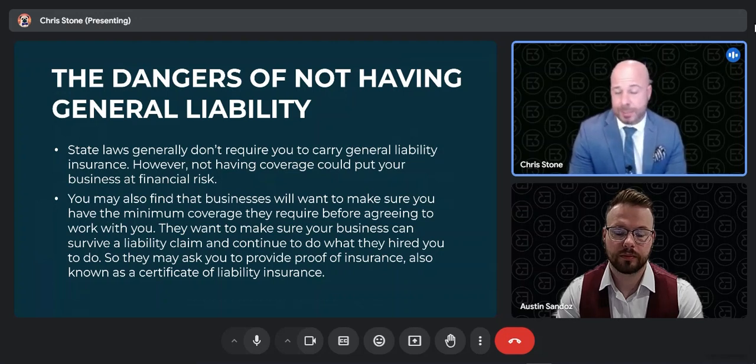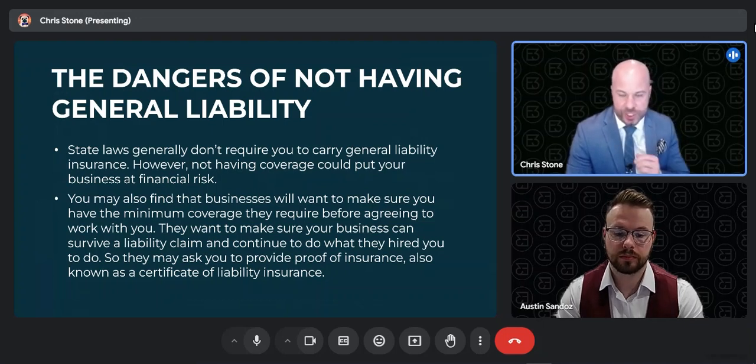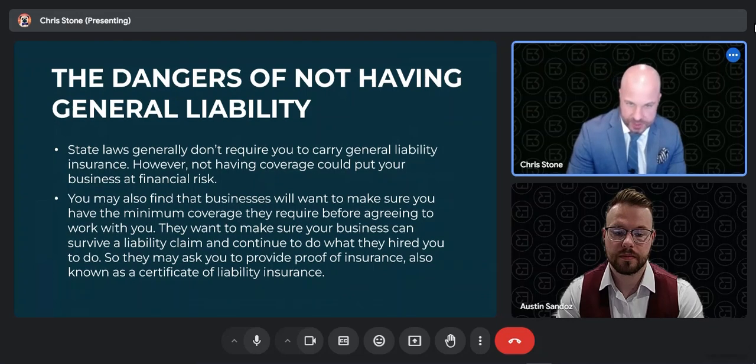Everybody wants you to have general liability. If you have a bank loan, such as an SBA, you'd be required to carry general liability. They want to make sure that your business can survive a liability claim and continue to do work with you or the work they hired you to do. So they may ask you to provide this coverage, also known as a certificate of liability insurance.